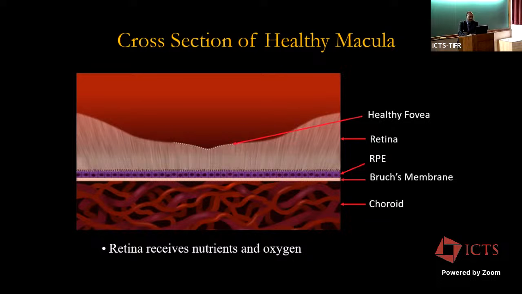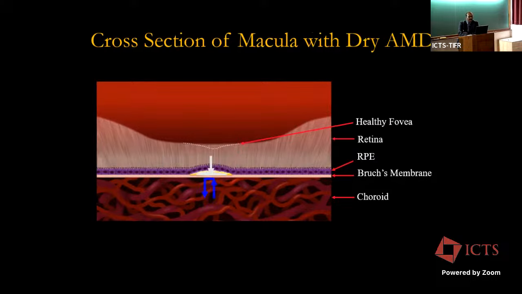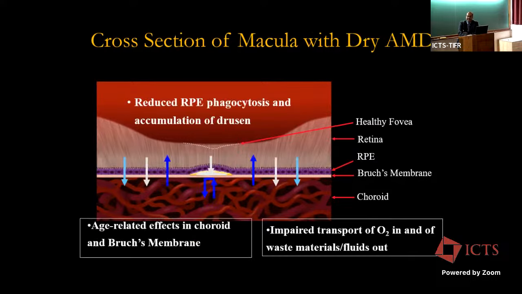Now, I'm just going to give you a bit of a graphic of how the macula functions. The retina receives nutrients and oxygen from the layers below, the choroid. As you can see, it disposes waste material as well as fluids into this receptacle, the choroid. With age, related effects start manifesting in the choroid and Bruch's membrane, which is a connective tissue membrane below the retinal pigment epithelium. There is therefore impaired transport of oxygen in and of waste materials out.